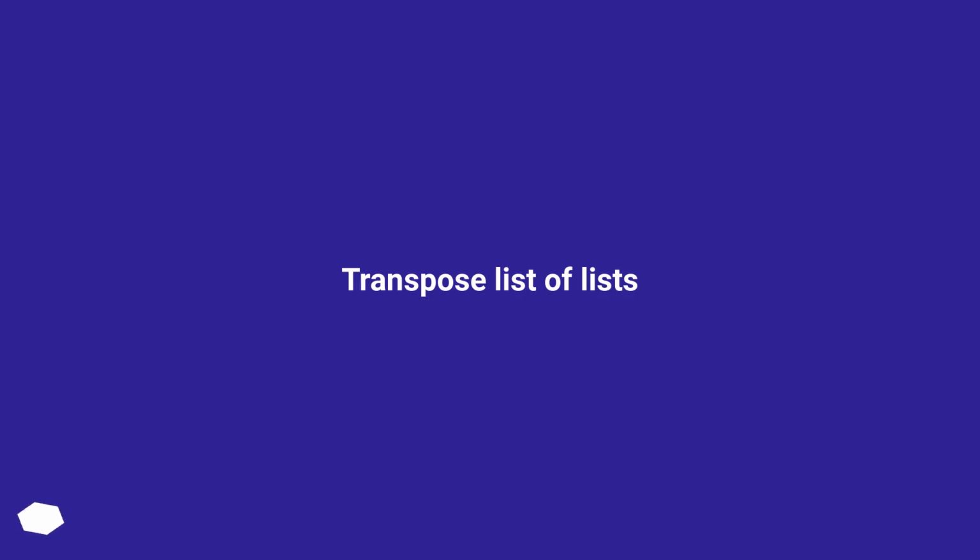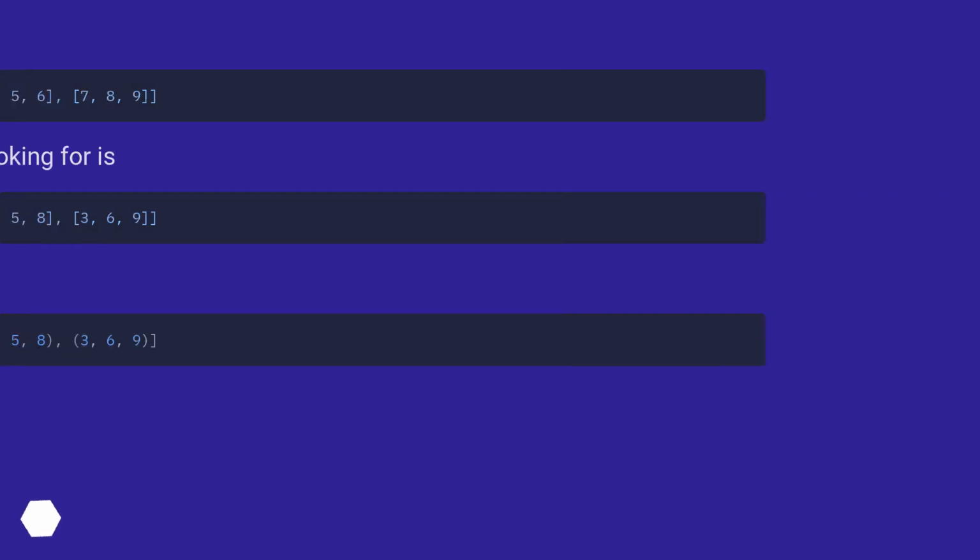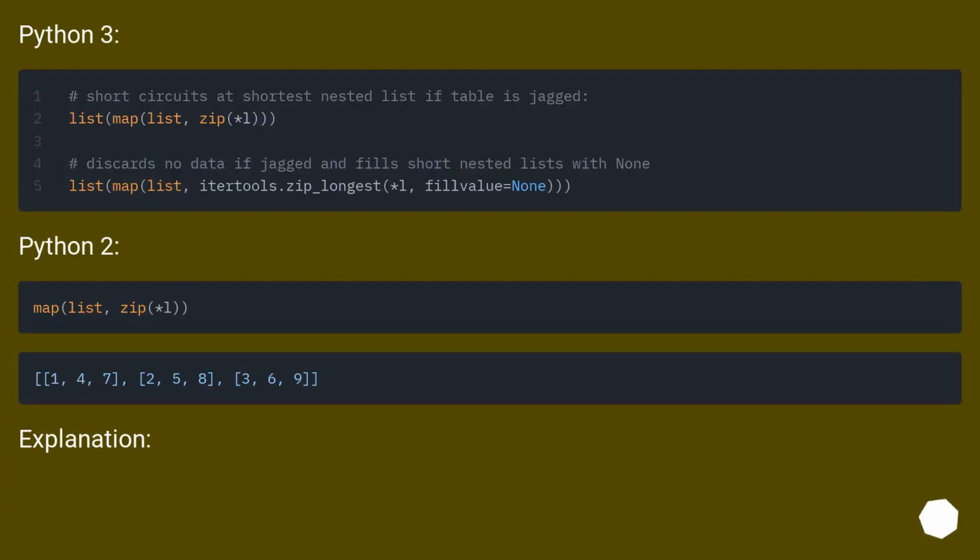Transpose list of lists. Let's take a list of lists. The result I'm looking for is the transposed list, and not the original. Python 3. Python 2. Explanation.